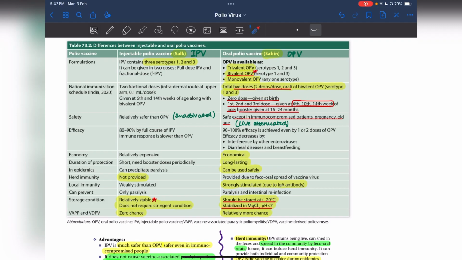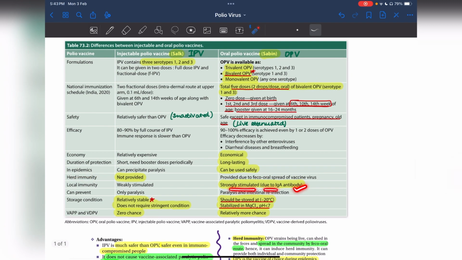Why? Because for herd immunity, the virus should be shed in fecal-oral spread. And as OPV is a live attenuated vaccine, it is shed in the fecal-oral route. Because of this fecal-oral spread, there is herd immunity. Local immunity is also stimulated via OPV only.